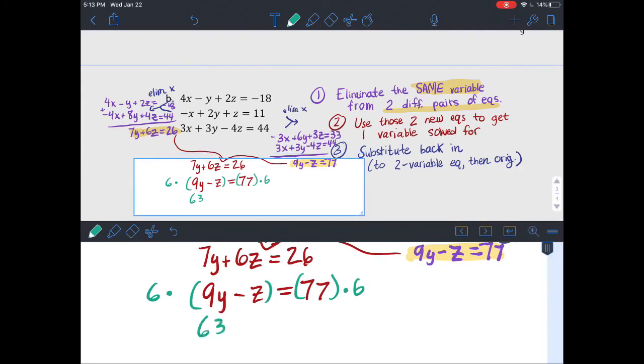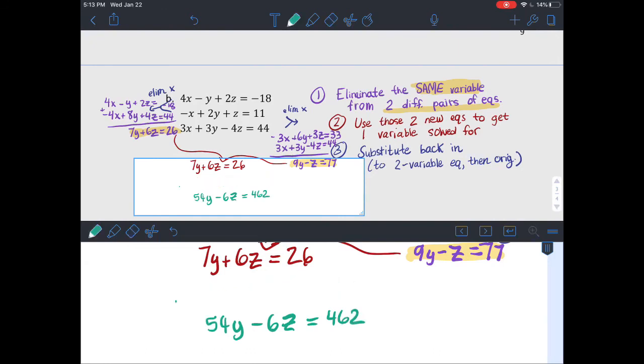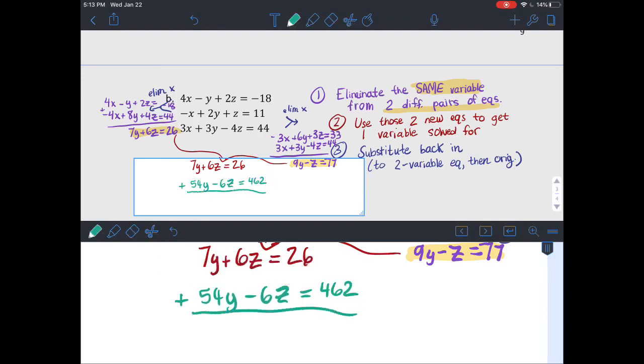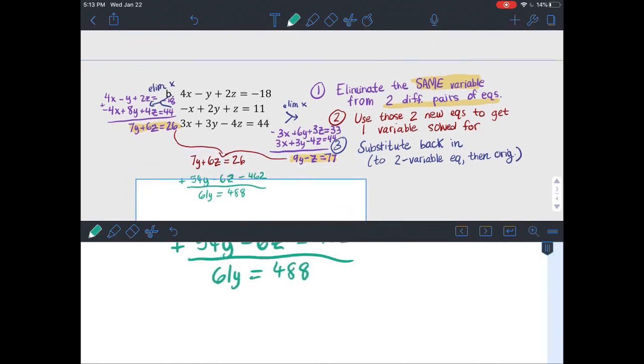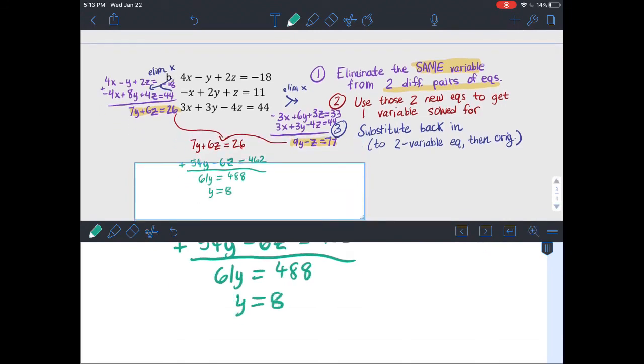So you multiply that together. I know that's 54. I'll fix it in 1 second. Didn't realize when I was writing, but I'll go back. So if you multiply those together, you end up with 54y minus 6z equals 462. Okay, I don't need that in between equation at the moment. So if I add those together, I've eliminated my z's, and I can figure out my value for y. So I'll end up with y equals 8.